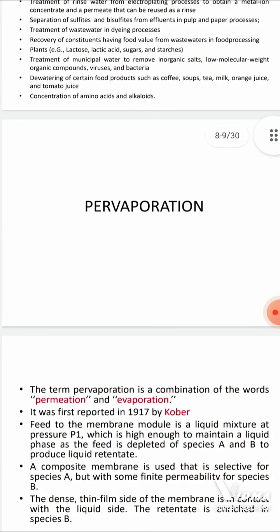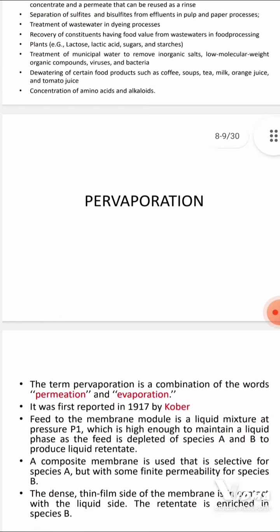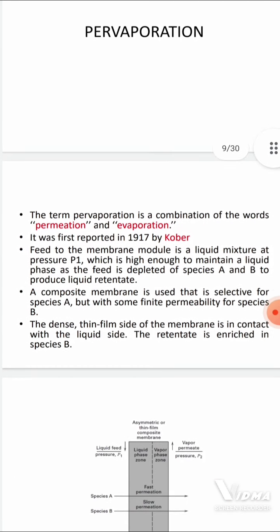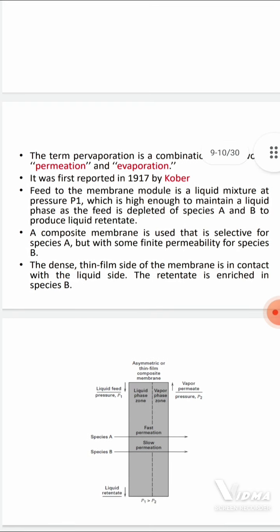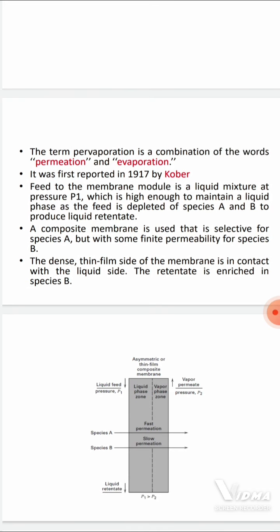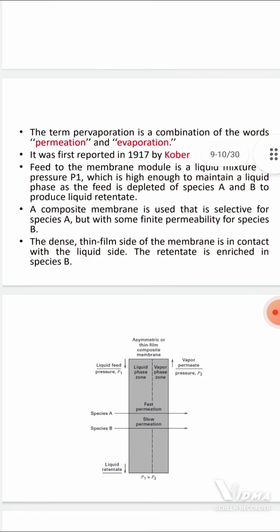The next advanced membrane separation technique is pervaporation. Pervaporation, as the term indicates, is permselection and evaporation, or we can say selective permeation plus evaporation. Actually, it was developed many centuries back, but only recently has the application of this process come into commercial importance.